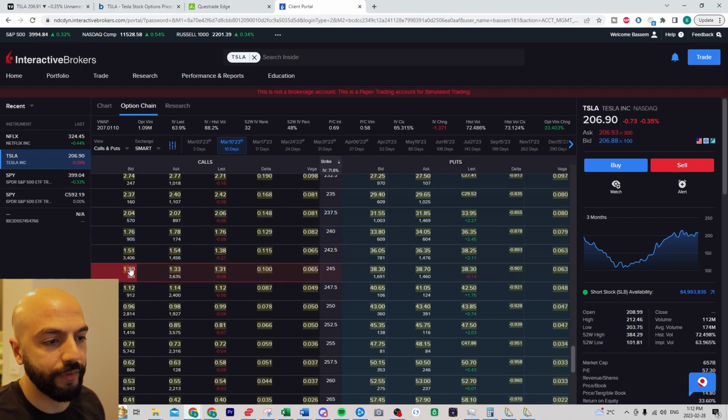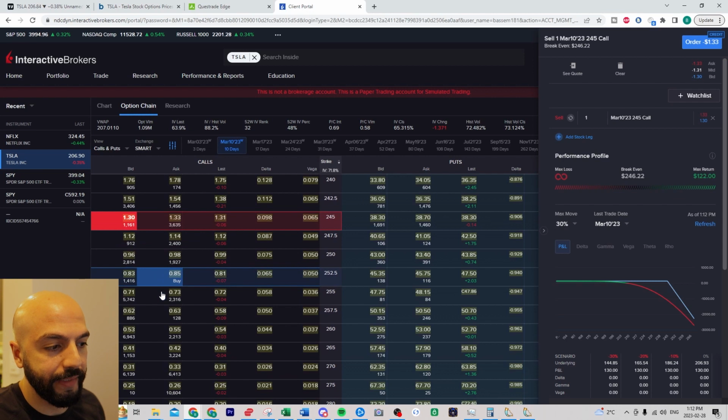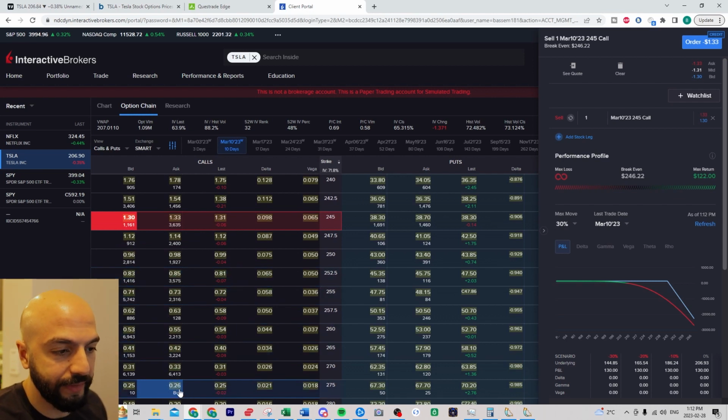245. Let's go 245. So I will sell this one. Notice how you can hover over the buy or sell. So I'm selling this first, and then I will be buying for protection. We could go even 275. This will be like a $30,000 wide, $30,000 potential max loss.